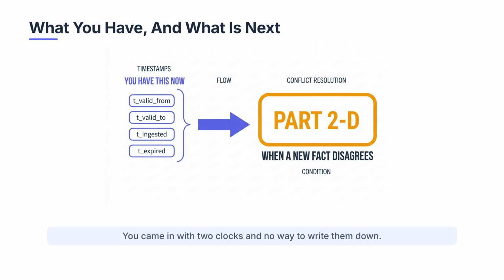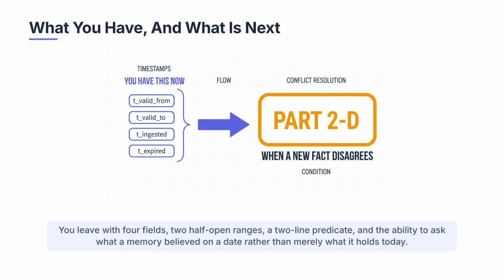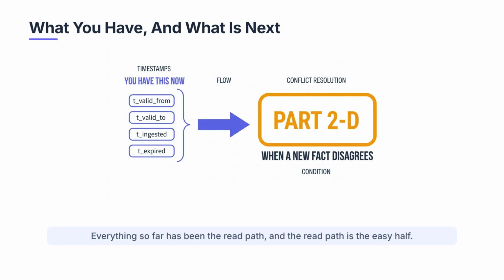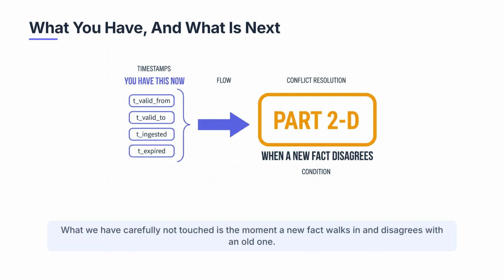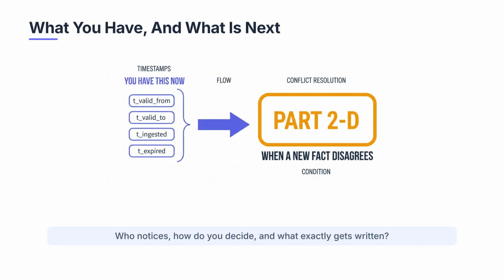Let's close the loop. You came in with 2 clocks and no way to write them down. You leave with 4 fields, 2 half-open ranges, a 2-line predicate, and the ability to ask what a memory believed on a date rather than merely what it holds today. Everything so far has been the read path, and the read path is the easy half. What we have carefully not touched is the moment a new fact walks in and disagrees with an old one. Who notices? How do you decide? And what exactly gets written? That is part 2D. It is where this gets genuinely opinionated, and I will see you there.